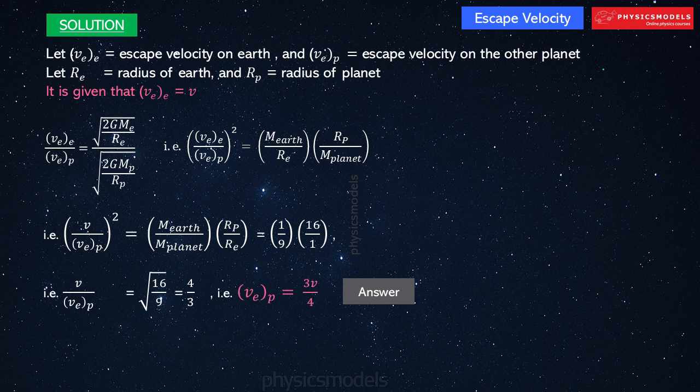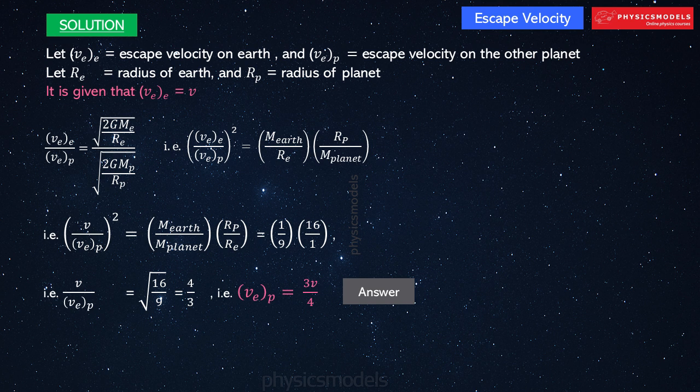ME is mass of the Earth. MP is mass of the planet. RE is radius of Earth. RP is radius of the planet. And use the standard equation of escape velocity is equal to root 2 GM by R anywhere in the universe, and take ratios of VE Earth divided by VE planet, square the left hand side, and then you will get in terms of M Earth by M planet into radius of planet by radius of Earth.